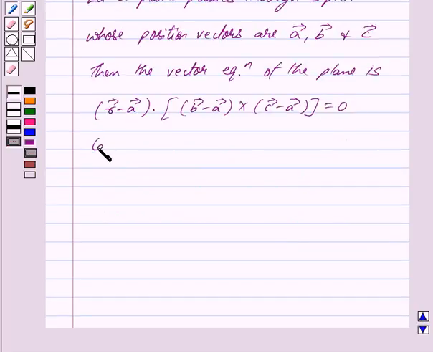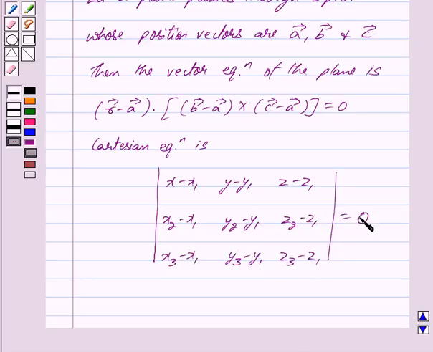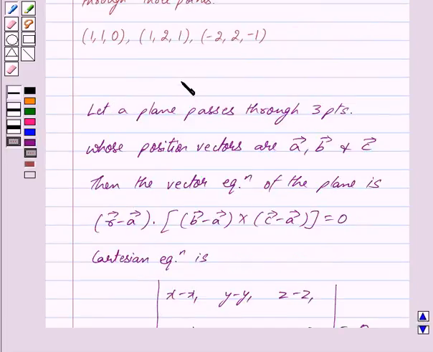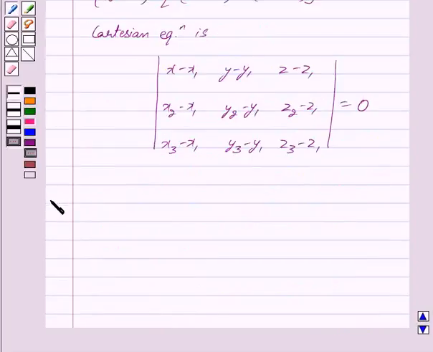And the Cartesian equation is the determinant of x minus x1, y minus y1, z minus z1; x2 minus x1, y2 minus y1, z2 minus z1; x3 minus x1, y3 minus y1, z3 minus z1 is equal to 0. So this is the key idea behind our question. Let us begin with the solution now.